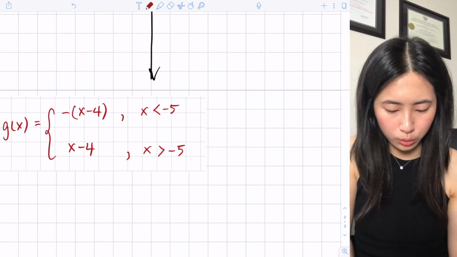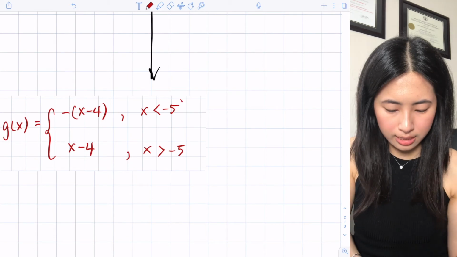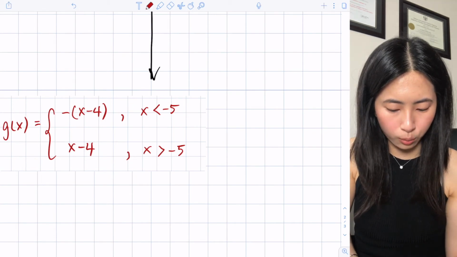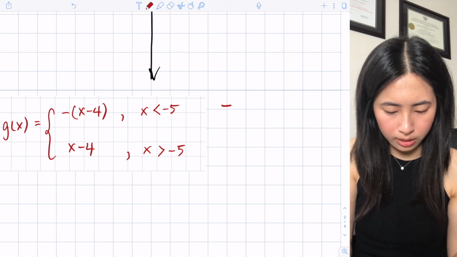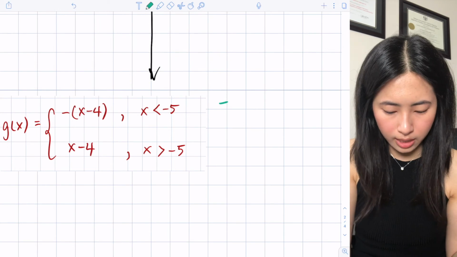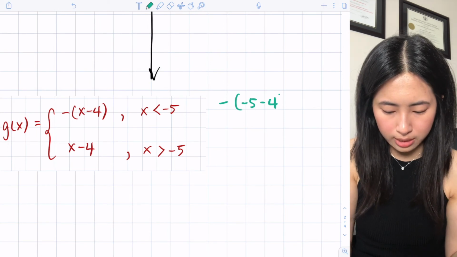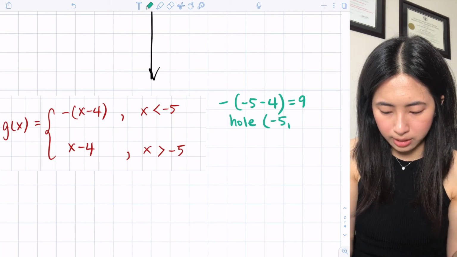However, what are the coordinates where we have a hole? Then all you have to do is plug in -5 into your x for both when x is less than -5 and also when x is greater than -5. So in this case, let's just use a different color just so it's easier to see. This is negative times -5 minus 4. So this is equal to +9. So we do have a hole at -5 comma +9.